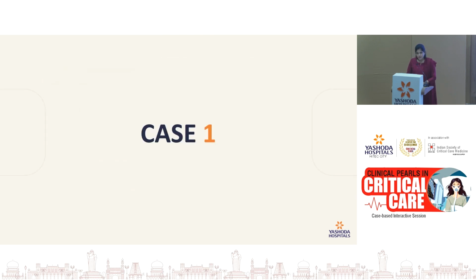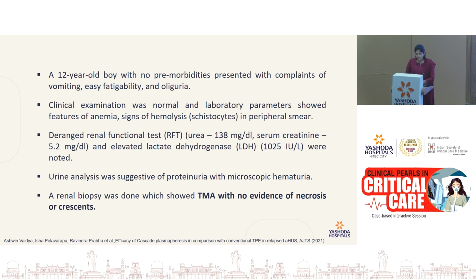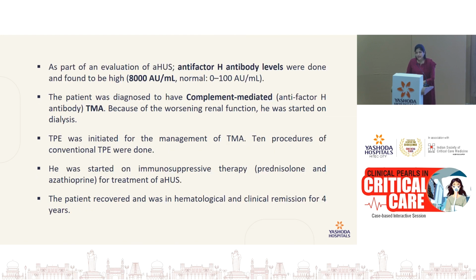Coming to case 1, we had a 12-year-old boy who presented with complaints of vomiting, easy fatigability and oliguria. The lab parameters showed features of anemia and signs of hemolysis on peripheral smear. There were deranged RFTs and elevated LDH levels. The renal biopsy showed TMA with no evidence of necrosis or crescents. The anti-factor H antibody levels were found to be very high, 8,000. The patient was diagnosed to have complement-mediated TMA.